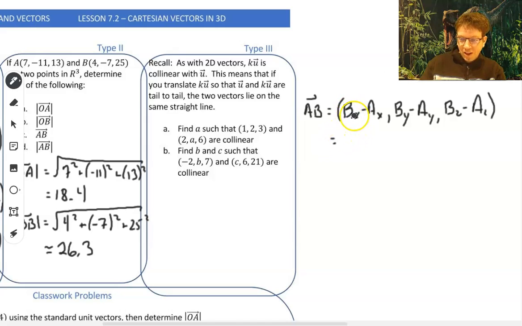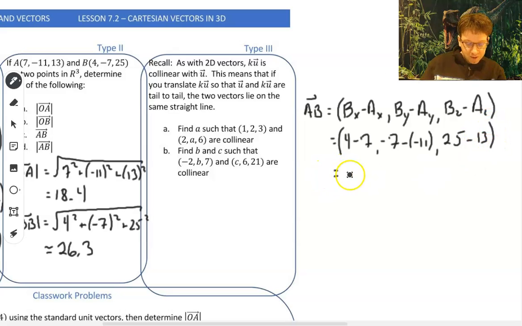All right, so let's put in our numbers. So we have 4 minus 7. And minus 7, subtract -11, and 25 minus 13. And that gives us what AB is: -3, 4, and 12. Right? And you can draw that vector if you wanted to with the tail at the origin and the tip at those coordinates for x, y, and z.